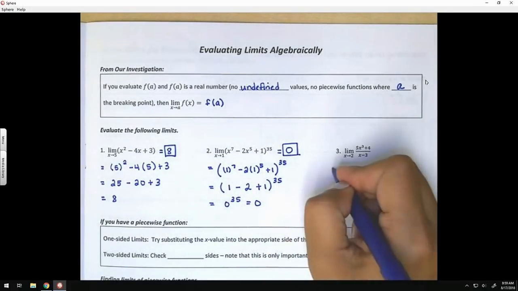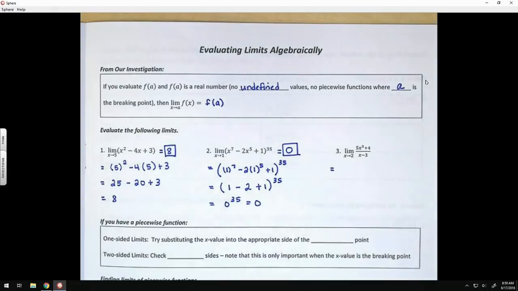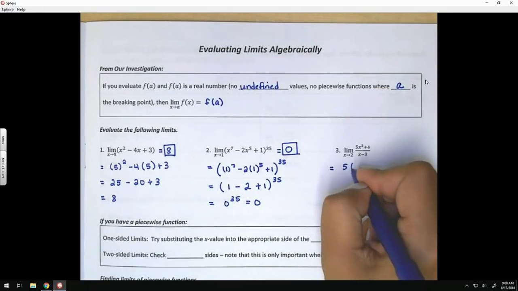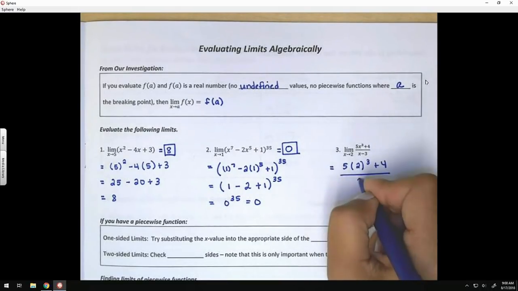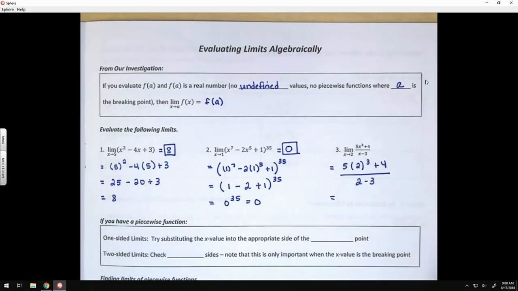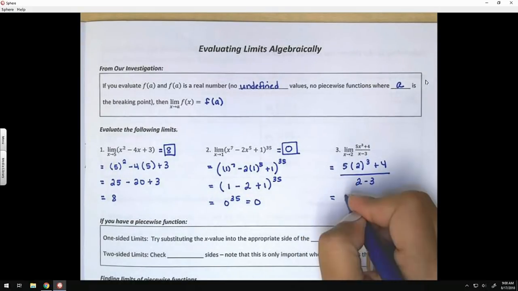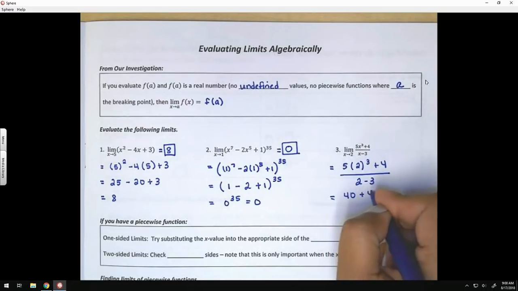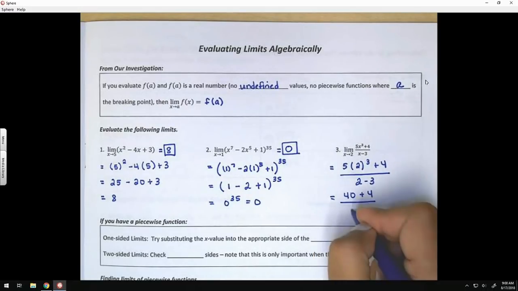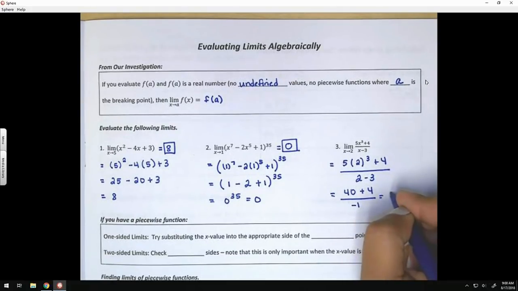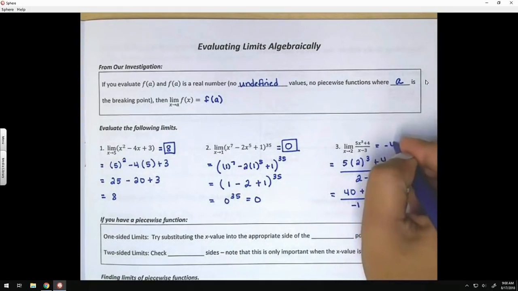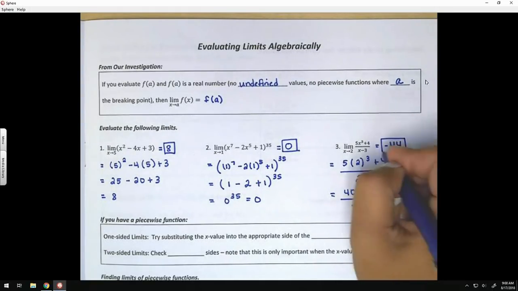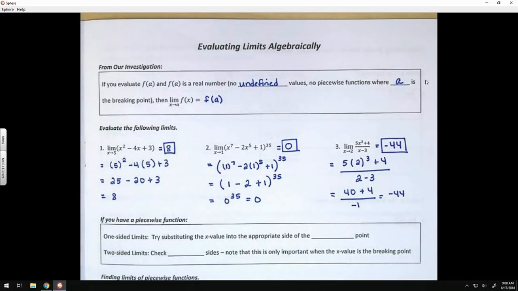For problem number 3, again, I'm going to try substituting in the number 2 and see what happens. So I'm going to have 5 parentheses 2 to the 3rd plus 4 divided by 2 minus 3. Now 2 to the 3rd is 8, so I'm going to have 5 times 8, which is 40, plus 4 divided by, and 2 minus 3 is negative 1, which means I'm going to get negative 44. Since negative 44 is a defined number, it is not undefined, and it's not a piecewise function where that is the breaking point, my final answer here would just be negative 44.